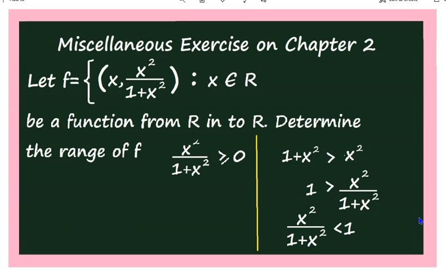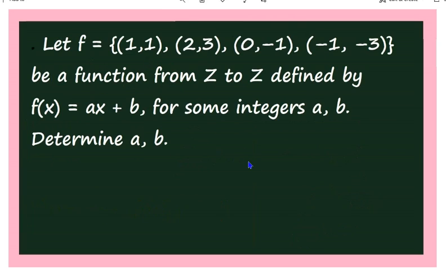It cannot be more than 1. Just observe here: x square is always smaller than 1 plus x square. That's why x square divided by 1 plus x square, when the numerator is smaller than the denominator, is definitely less than 1. So x square divided by 1 plus x square is always less than 1, and it is greater than or equal to 0, you know that. That's why, what is the range of the function? It is 0 to 1. Here 0 is included.